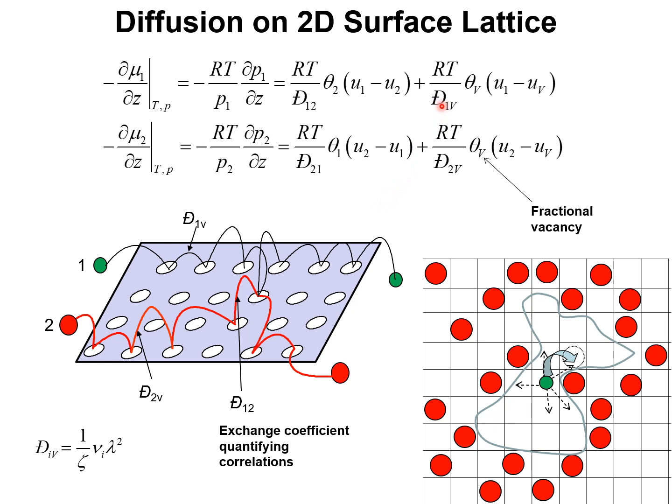There are basically 3 Maxwell-Stefan diffusivities describing surface diffusion. D_1, D_2 with respect to the solid surface, and D_12, which is the description of the correlation between the motion of species 1 with respect to species 2. D_12 equals D_21, which is due to the Onsager reciprocal relationship.